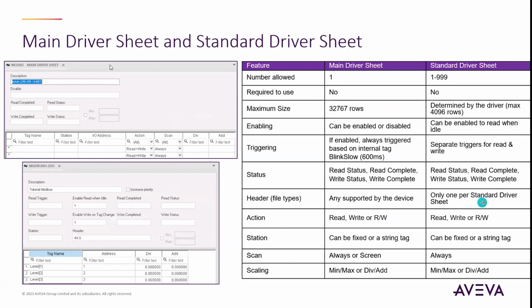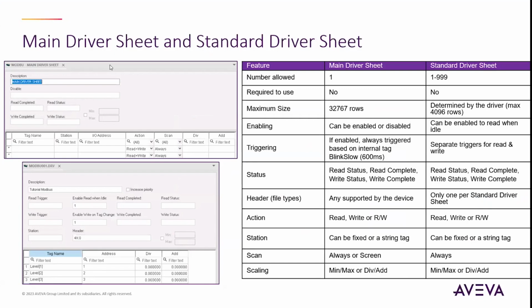As soon as you add your driver, the main driver sheet is automatically created. So we actually have 2 different driver sheets: the main driver sheet and a standard driver sheet. The main driver sheet scans at a rate of 600 milliseconds by default. The standard driver sheet actually has a lot more power and flexibility.